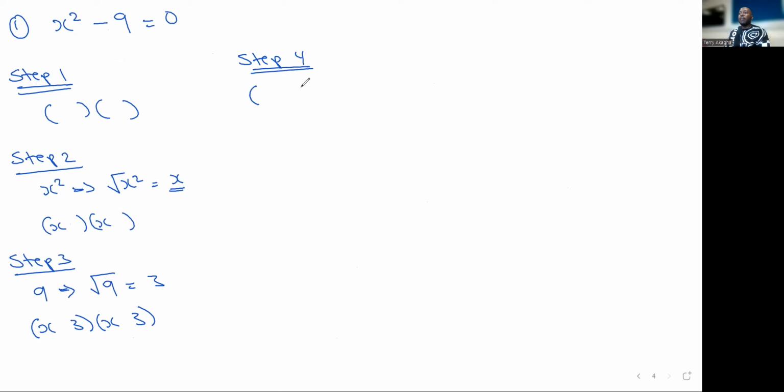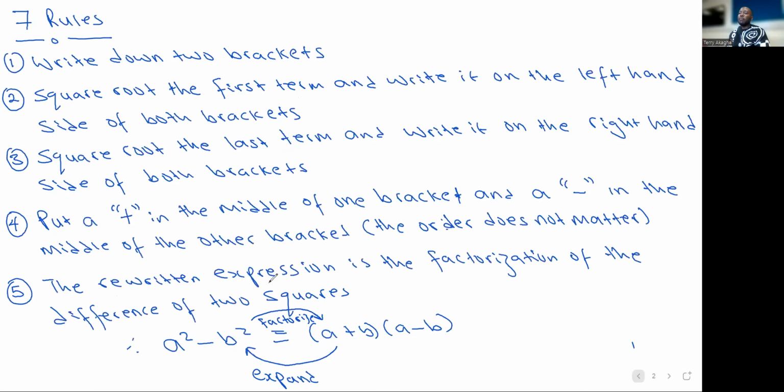So we have x, 3 and 3. We'll put the positive in the middle of one and the negative in the middle of the other. Or you can put it the other way around. It could be x minus 3, it could be x plus 3. It does not matter, all right? Then when you're done with that, you go to step 5.